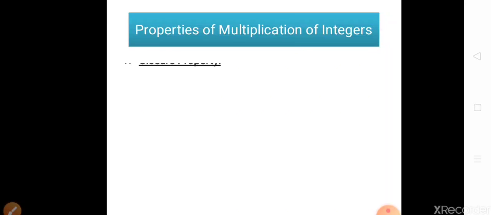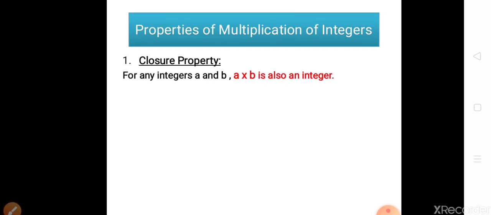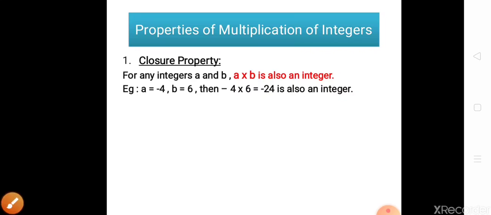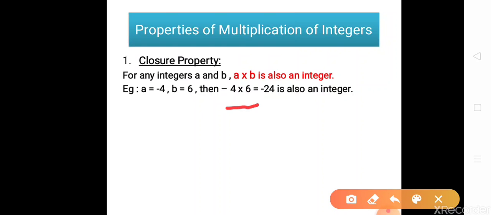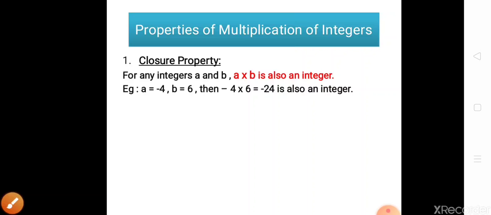The first property we have is the closure property. Closure property says that for any integers a and b, a into b is also an integer. That's quite simple, right? We have an example here: minus 4 and 6, and their product, which is minus 24, is also an integer. I'll remind you again that I am following the first rule here. You can also try taking some other examples as well.